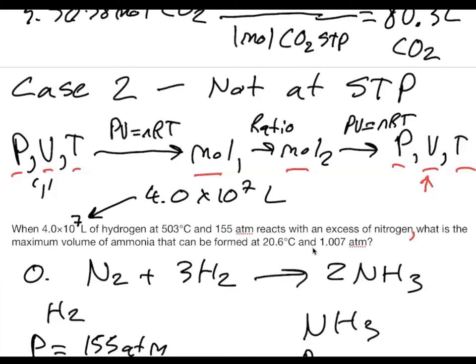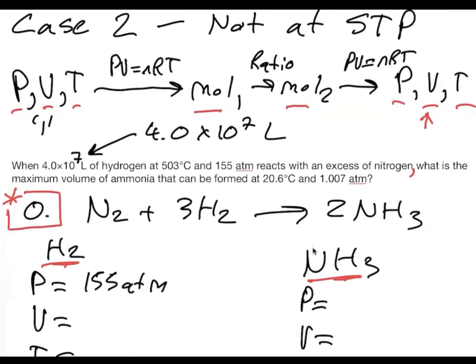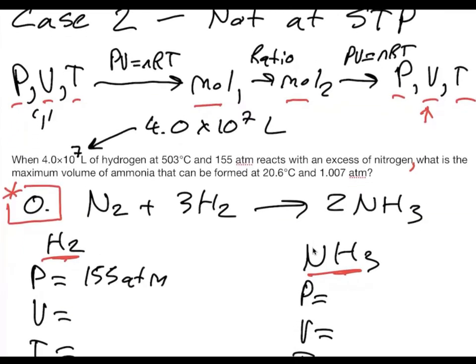So one of the things I want to do is, they're giving me values for hydrogen. They're giving me values for nitrogen. Also, I want to have a balanced equation. This is actually the Haber process. It's a very famous chemical reaction. But we have a balanced equation, and I'm going to isolate what's the information they gave me about hydrogen? So the hydrogen was at a pressure of 155 atmospheres. And the volume of the hydrogen was 4.0 times 10 to the 7 liters.